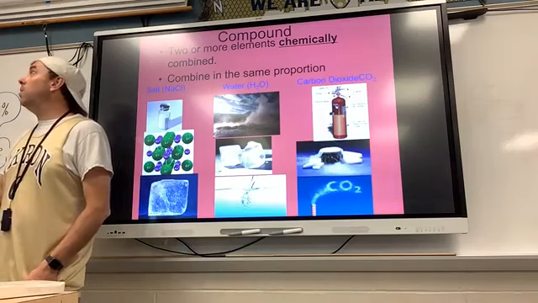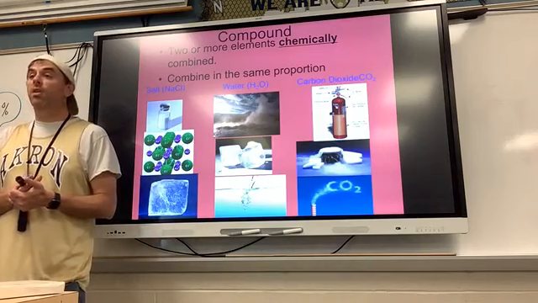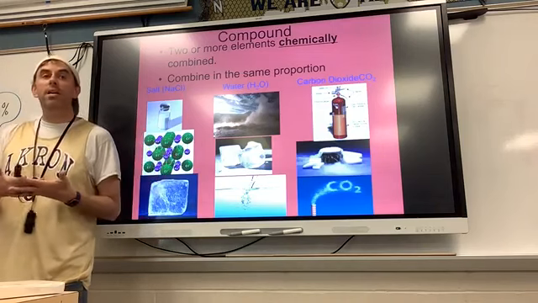If you put sodium and chlorine together and you chemically combine them, you have what you put on your French fries at the fair. It's table salt. They were chemically combined and made something new.